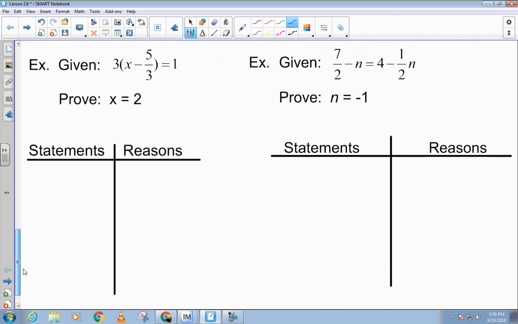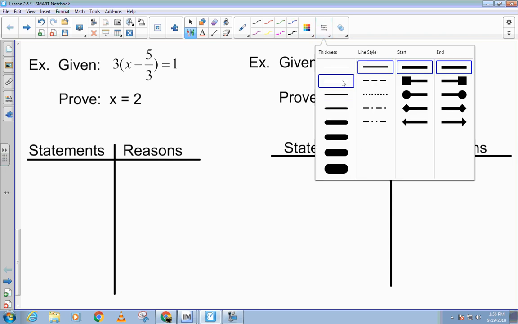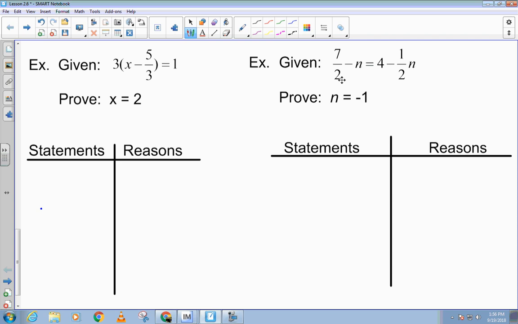Alright, so we have these proofs. And in a proof, you have given information. This is like the gospel. You can't dispute it. It's true. Then you have what you want to prove. And your job is to make a logical pattern or step of events that gets you from the given to the proof. You have to make a series of steps that takes you from one to the other. And so you always start out by writing the given. That's your first step. Your last step is always what you're trying to prove.